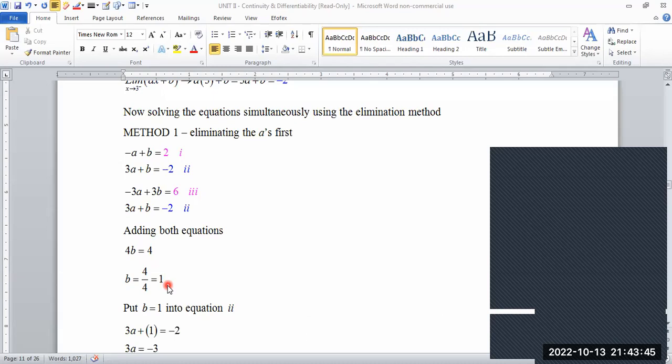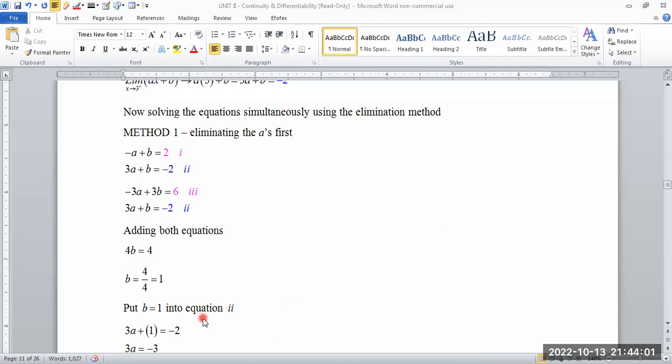Now that I have found the value of b, I'm going to substitute it into any of the 3 equations that I have up here, so 1 or 2 or 3, in order to calculate the corresponding value of a. Doesn't matter which equation. I've chosen equation number 2. Anywhere in equation number 2 I see b, I'm going to substitute 1. So this becomes 3a plus 1 equals negative 2.